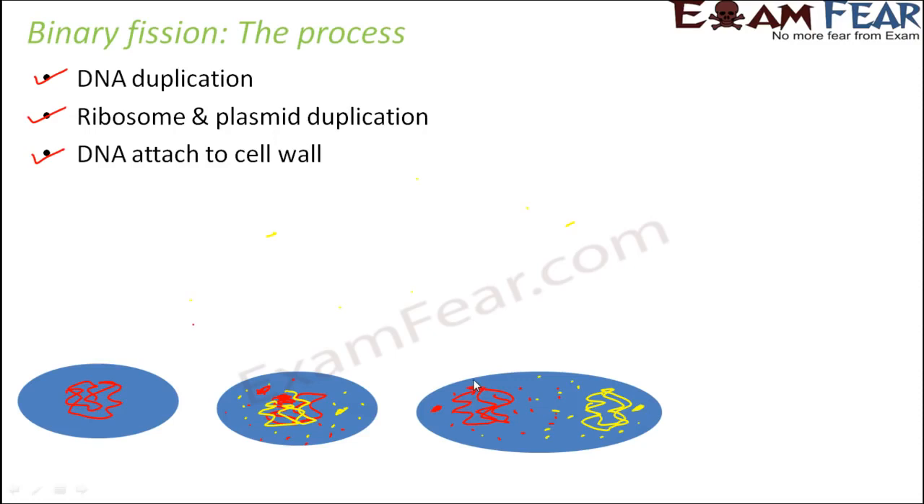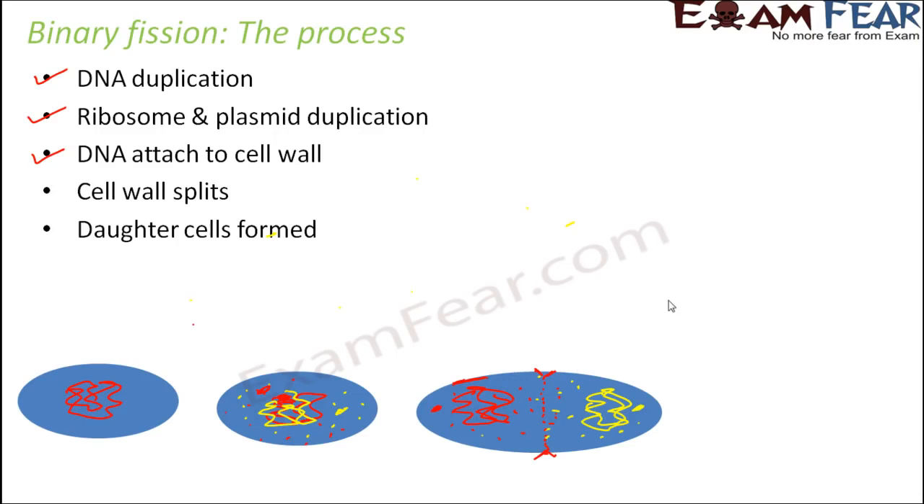The third step is the DNA attaching to the cell wall. So now this DNA will tend to attach to the cell wall. This is the cell wall. Once the DNA attaches to the cell wall, what happens? The cell wall tends to split. From here, the cell wall splits in this way. When the cell wall splits, they actually form two cells. As a result, daughter cells are formed.